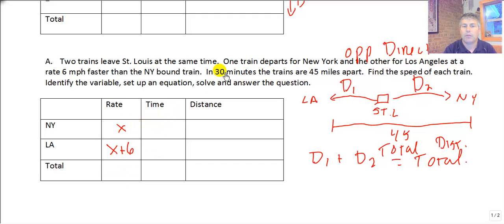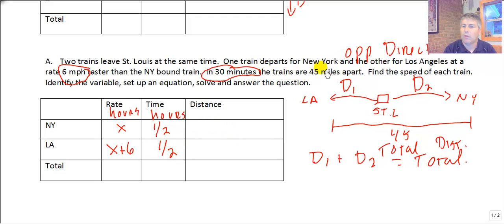The time is 30 minutes, and this is somewhat of a trick here. 30 minutes is great, but we can't use 30 as the time, because our rate is in hours, our time must be in hours. Okay, this is a good thing to write in your notes. We must have like units of time. Write that in your notes. We must have like units of time. So if we're working in miles per hour, that means our time must be in hours. So 30 minutes is 1/2 of an hour.